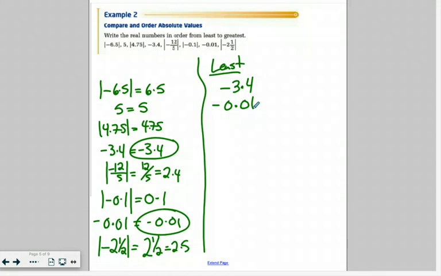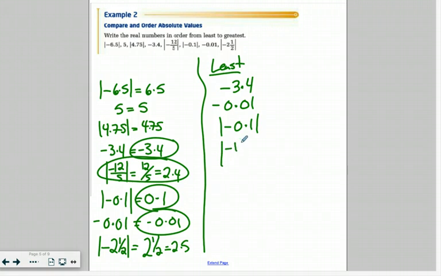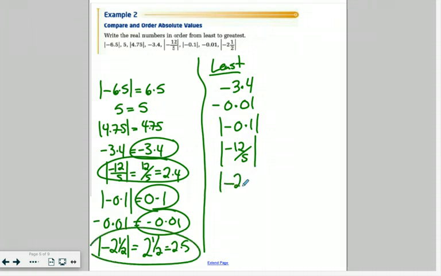Then we go into our smallest possible numbers, which was the 0.1 here. But when we're listing our numbers, we should go back and list them the way that they were given to us originally. So we'll just list it as the absolute value of negative 0.1. After that, our next smallest value is this 2.4, the negative 12 fifths, the absolute value of negative 12 fifths. So that would be our next value. Then it's our 2.5 here, which translated into the negative 2.5, the absolute value of negative 2.5.